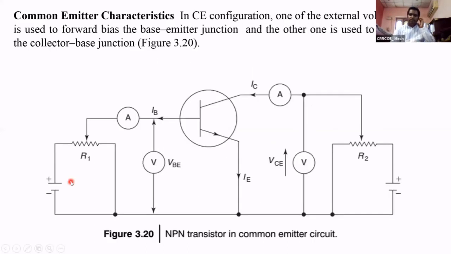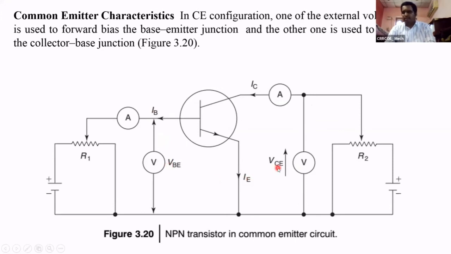Next one is common emitter configuration. In common emitter configuration, what is the common element here? Emitter. The input is given between base and emitter, and the output is taken between collector and emitter. VBE means the voltage at base minus the voltage at emitter.